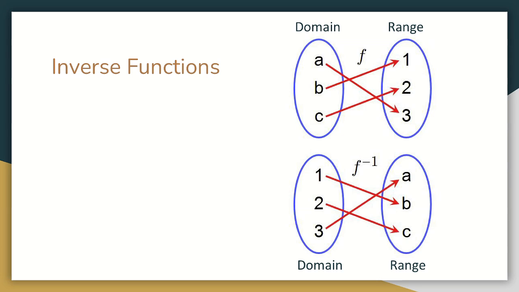So because f takes a to 3, f inverse takes 3 to a. Because f takes b to 1, f inverse takes 1 to b. Because f takes c to 2, excuse me, f inverse takes 2 to c. Notice that it just sends the input back. So here's the input. It sends it over here to 3. The inverse takes that and sends it back to the original input.